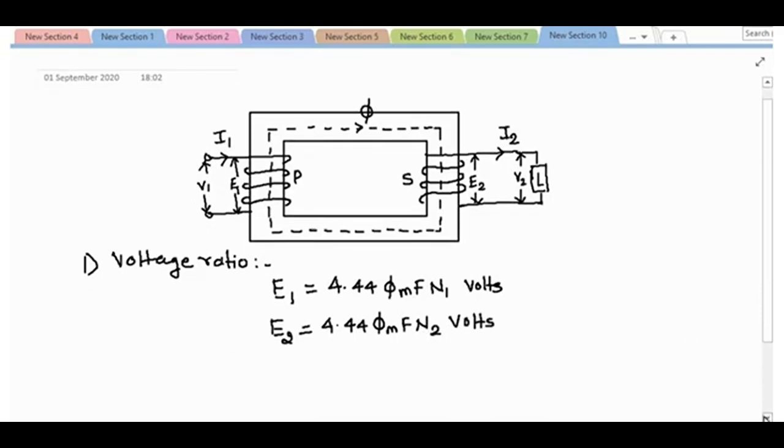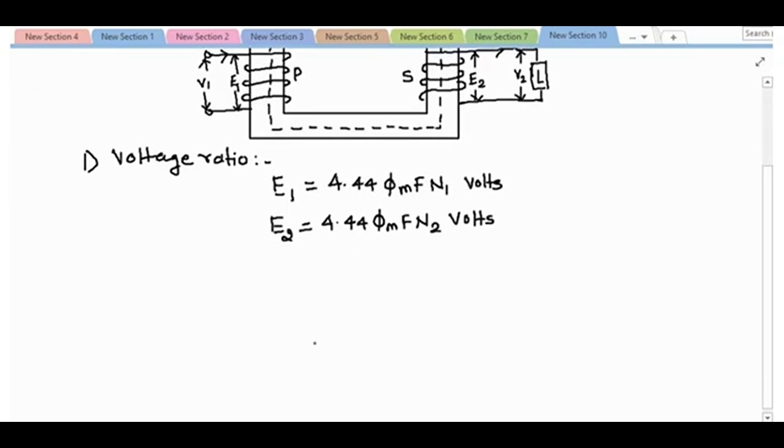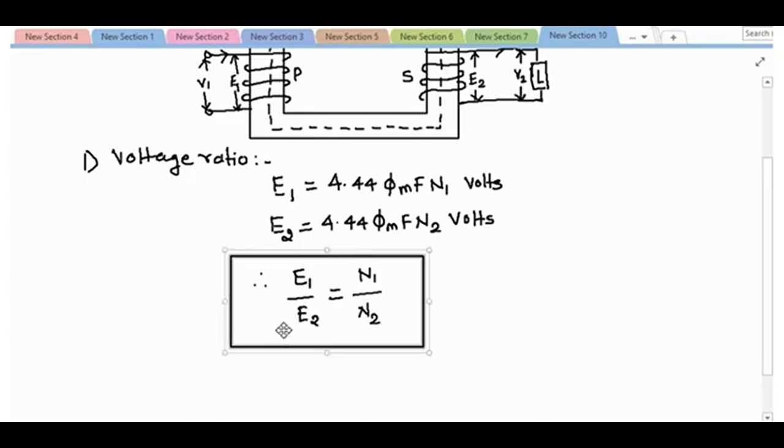So voltage ratio is nothing but a ratio of the primary voltage to the secondary voltage. So I can write down E1 upon E2 equals N1 upon N2, from the above equations if I take the ratios. Okay. So this is nothing but the voltage ratio of the transformer, or EMF ratio.